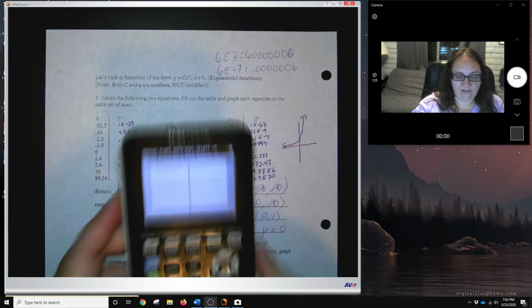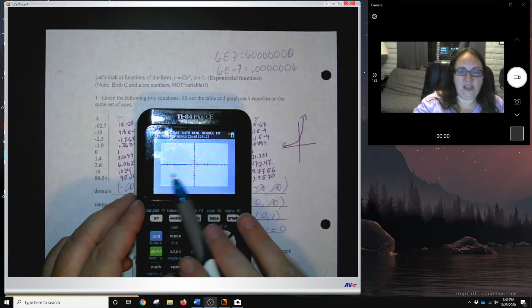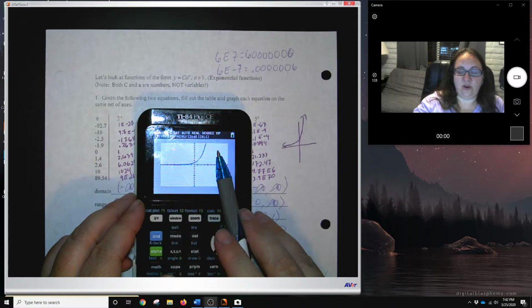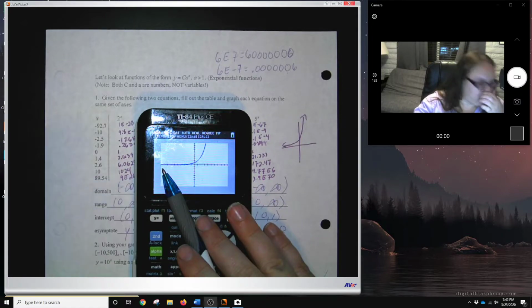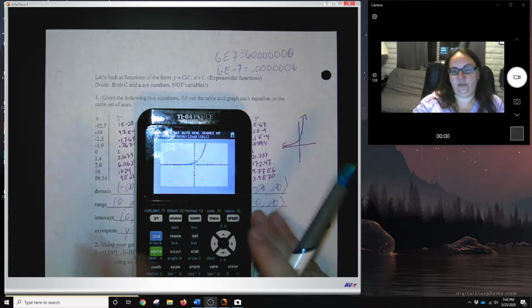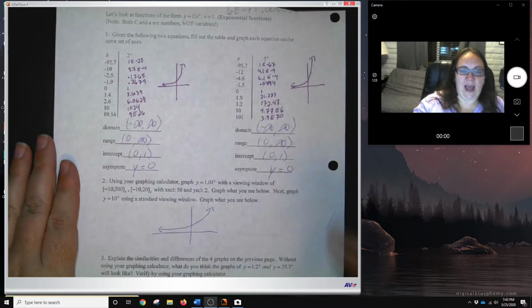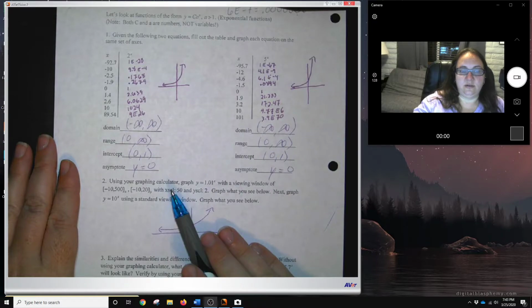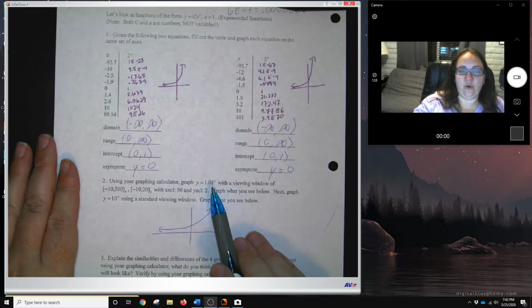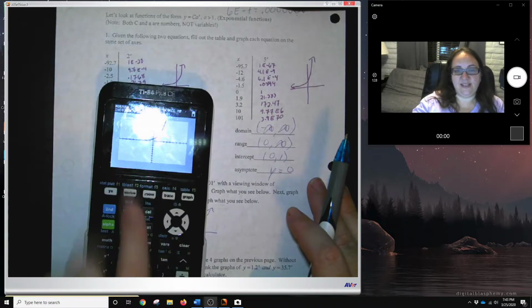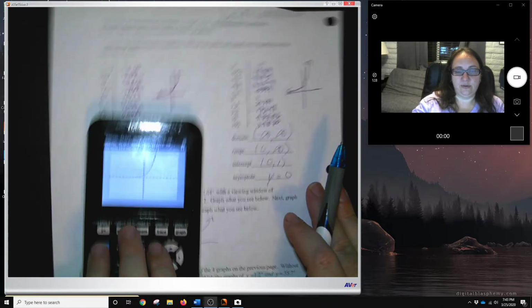Let's look at the graph. So that asymptote is only on the left side. On the right side, y goes up toward infinity. But here we're going to get closer and closer to 0, but we're never actually going to touch. Okay? So I graphed y equals 1.01 to the x and y equals 10 to the x, and they both have this same general shape.